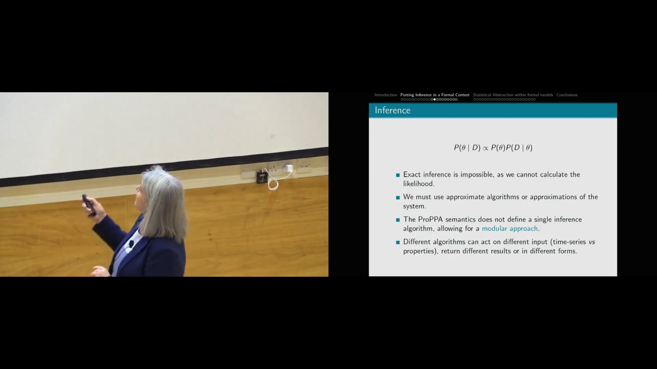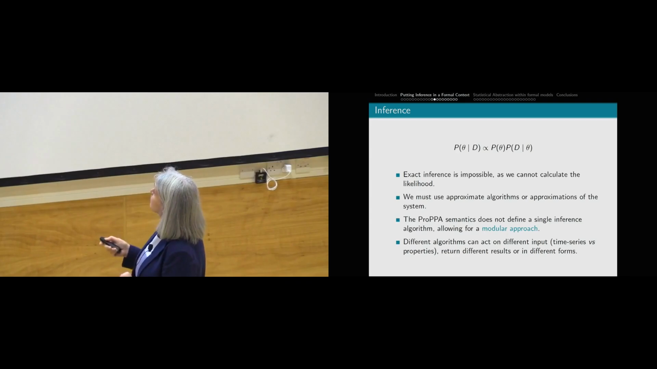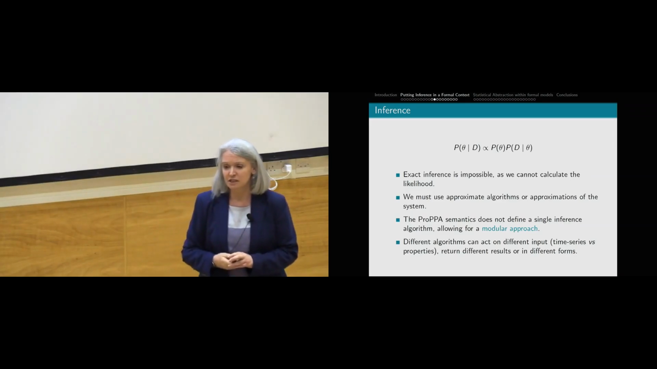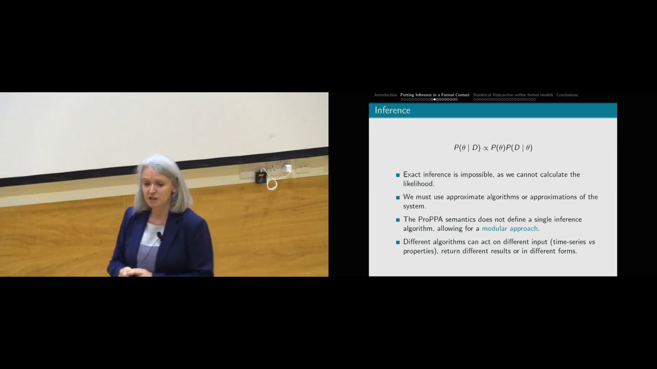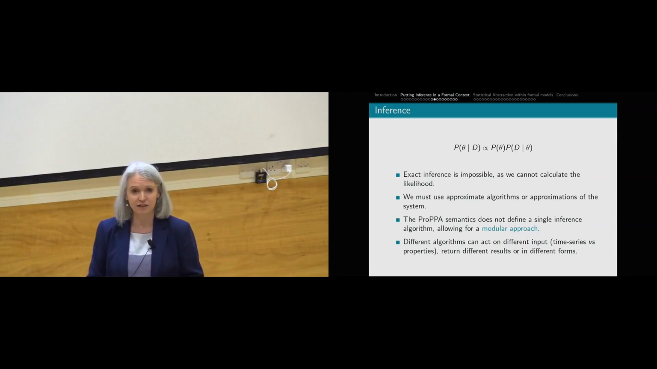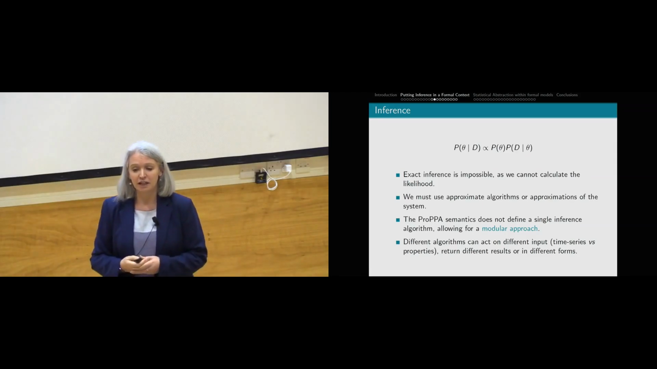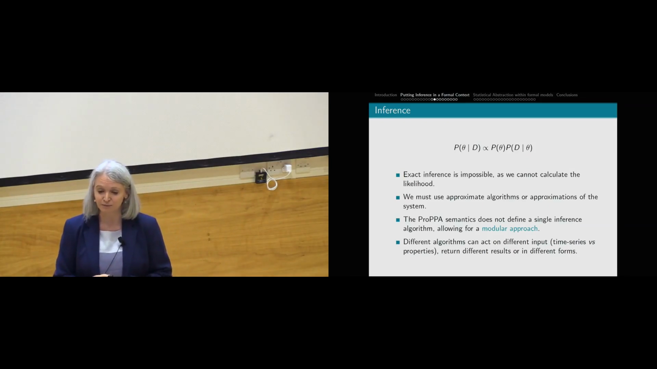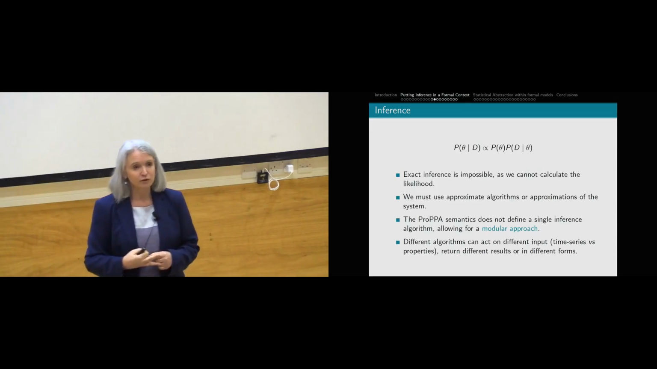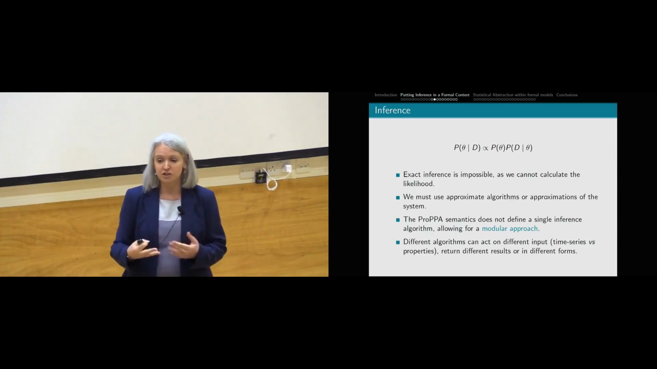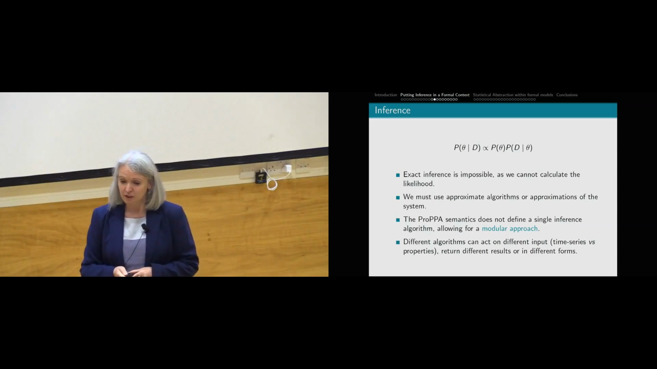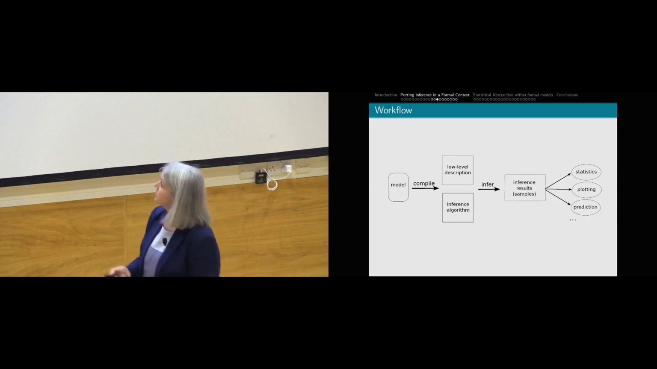So we want to go back to Bayes' theorem. This was the one that told us how to interpret the posterior as proportional to the prior and the likelihood. The difficulty is that we cannot do exact inference on the likelihood for the kind of dynamic systems that we're looking at. So we have to use approximate algorithms or approximations of the system. One of the things that we have within PROPER is that it's a modular approach, so you can plug in different algorithms there. But I'm just going to talk about the simplest one. But this is the basic idea.